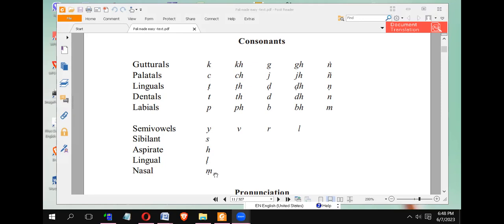And then the M dot, what is it really? This M dot is called nasal consonant. How to pronounce it? With a vocal nasal sound, like buddham.